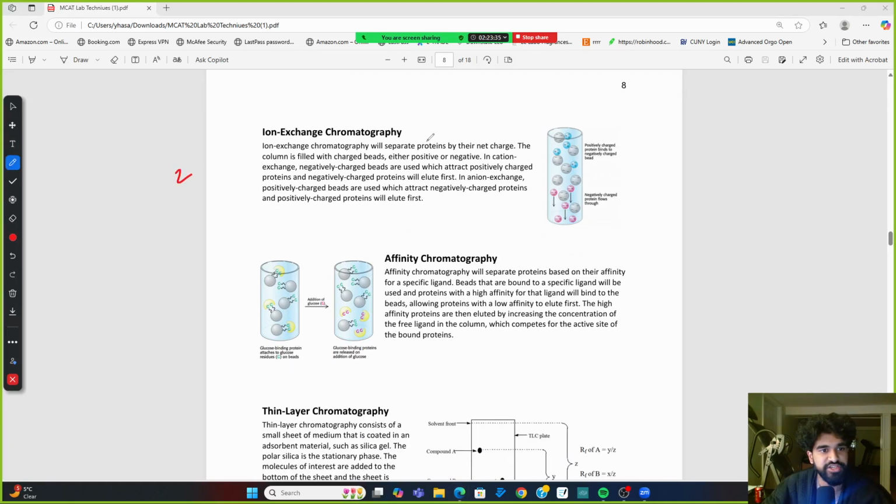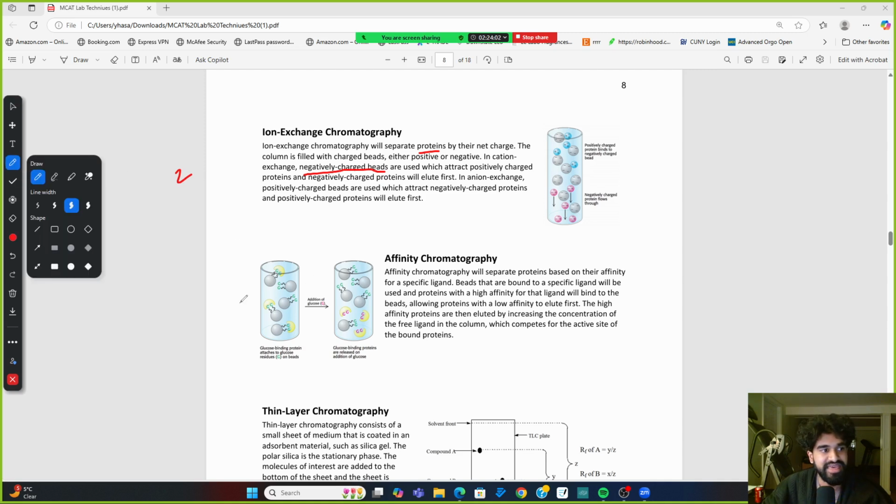Okay, ion exchange chromatography, right? We'll separate proteins by their net charge. Proteins, we're working with proteins here, by their net charge. The column is filled with charged beads, either positive or negative. In cation exchange, negatively charged beads are used, which attract positive proteins. Okay, listen. This always tripped me up. Every single time, this tripped me up, okay?